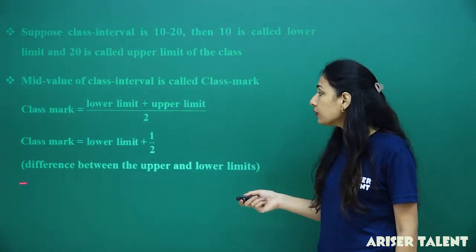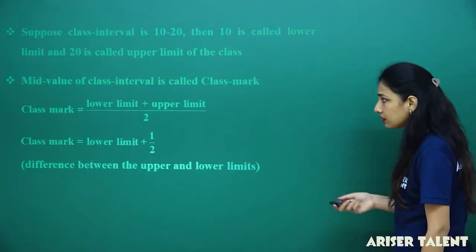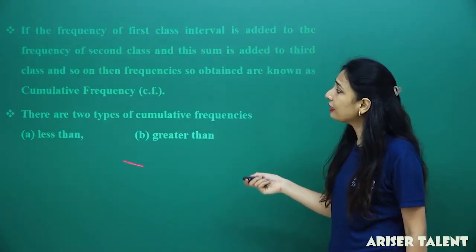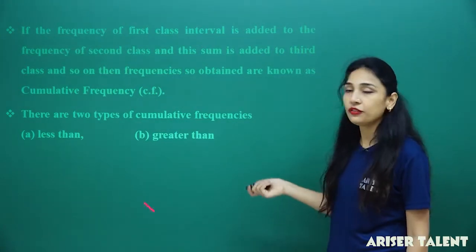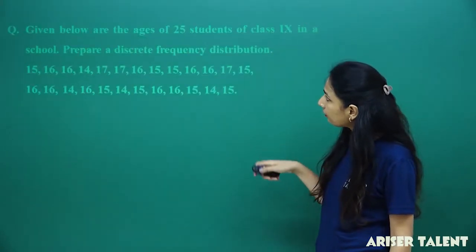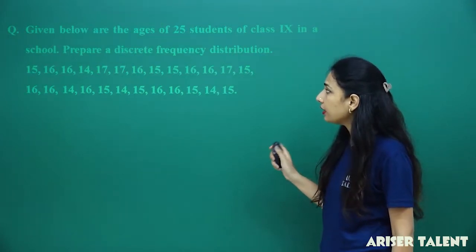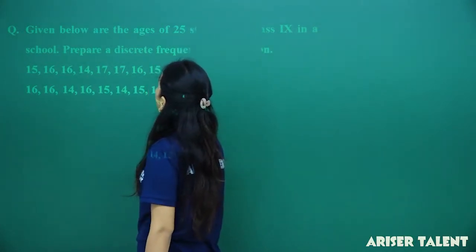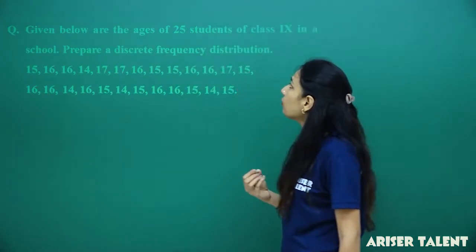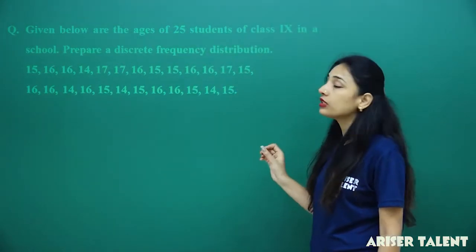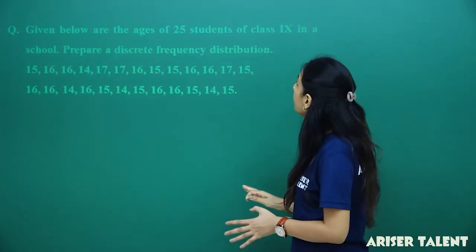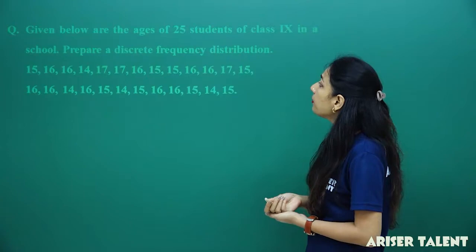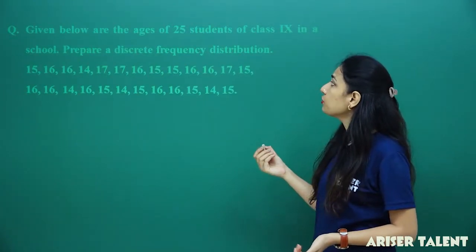Now the difference between the upper and lower limits, that is, in our next slide we have covered cumulative frequency, and then after that we have this question. Given below are the ages of 25 students. We have 25 students of class 9th in a school. Prepare a discrete frequency distribution.